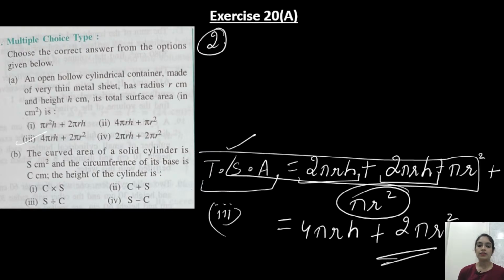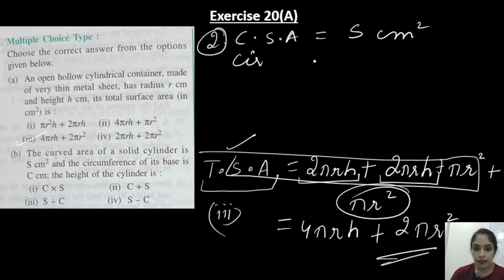So what is given to us in second MCQ? First of all, we will always write what is given to us, then we will see what we have to find. The curved surface area of a cylinder is S centimeter square. And the circumference of its base, circumference means perimeter, is C centimeter. This is what is given to us, and we have to find the height of the cylinder.